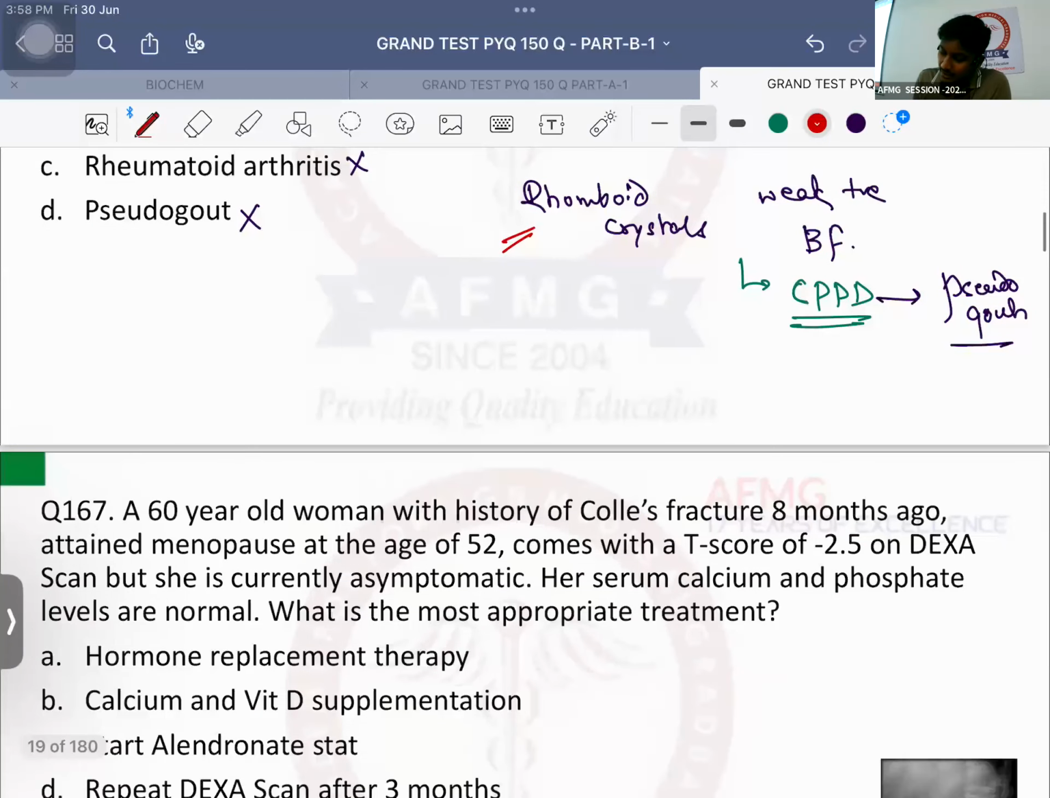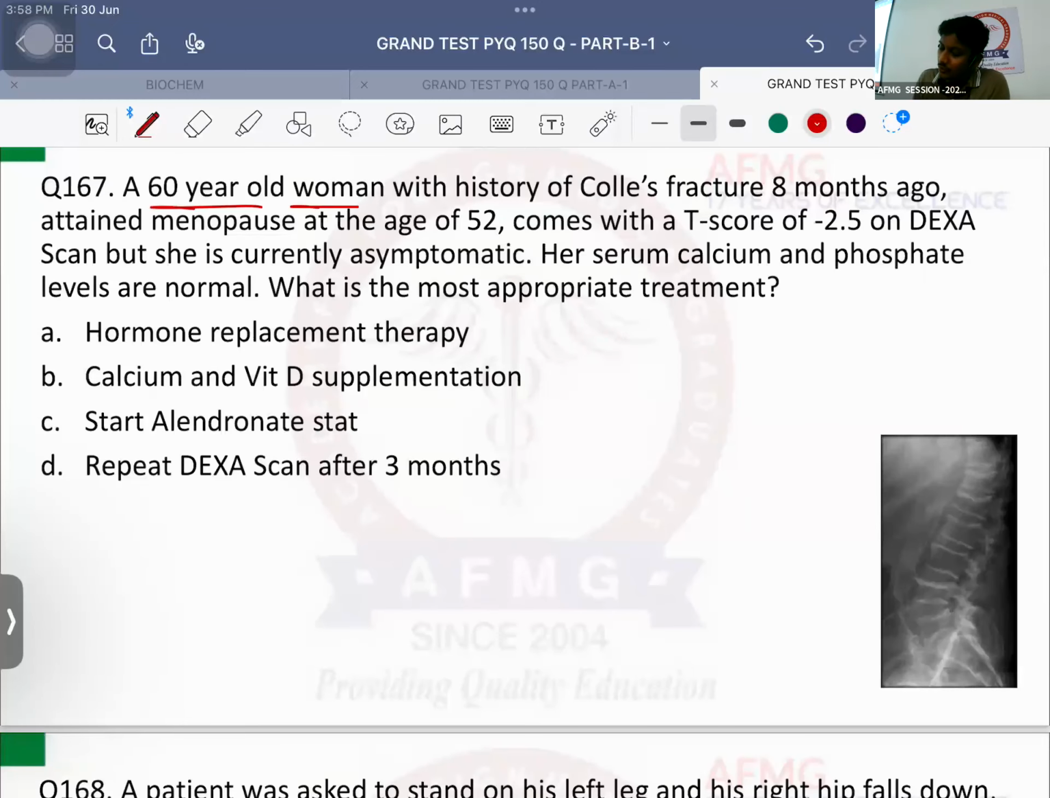Question number 167. A 60-year-old woman with history of Colles fracture. Now, important is elderly patients में Colles fracture ज़्यादा common क्यों है? Estrogen कम होता है. That is post-menopausal female. And estrogen कम होता है तो क्या होता है patient में? Osteoporosis. So post-menopausal osteoporotic females में there are multiple fractures which are common.